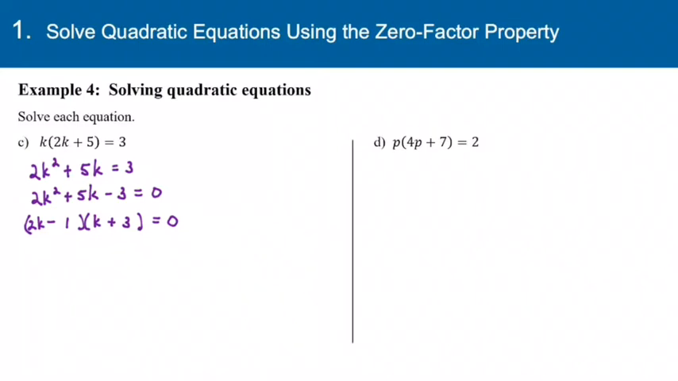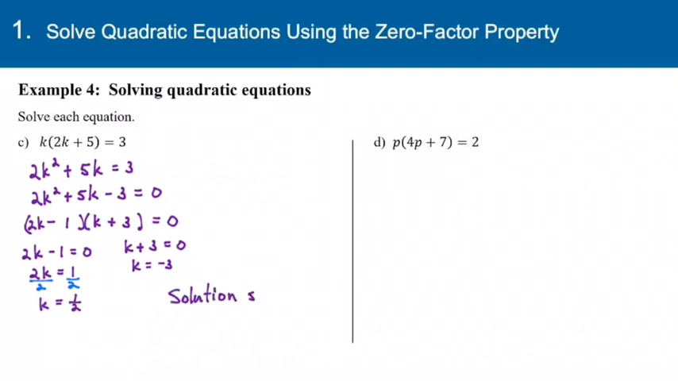Now, if this times this equals 0, one of these factors has to be 0. So we'll have 2k minus 1 equals 0, and k plus 3 equals 0. If 2k minus 1 equals 0, then add 1 to both sides, and you have 2k equals 1, divide both sides by 2, and you have k equals 1/2. And if k plus 3 equals 0, then subtract 3 from both sides, and you have k equals negative 3. So our two solutions here are 1/2 and negative 3.